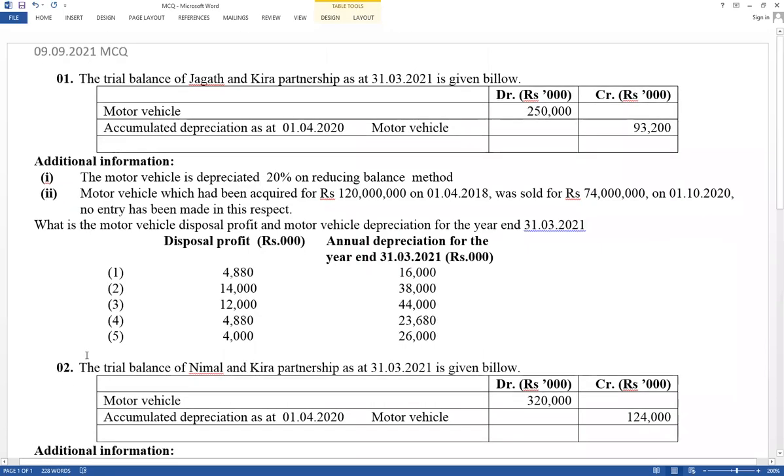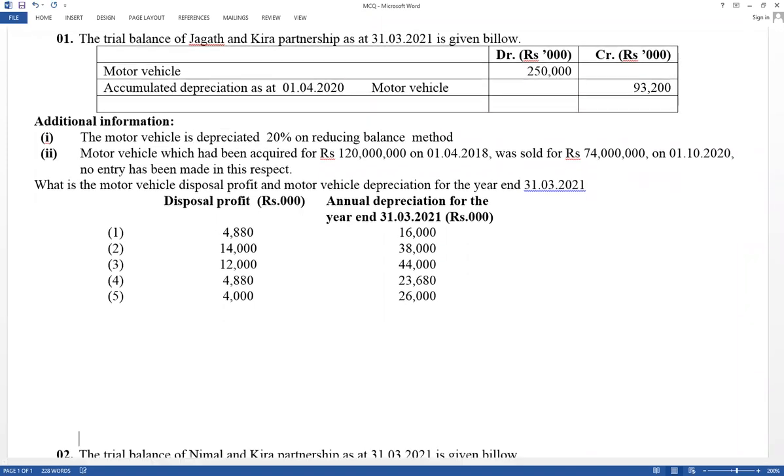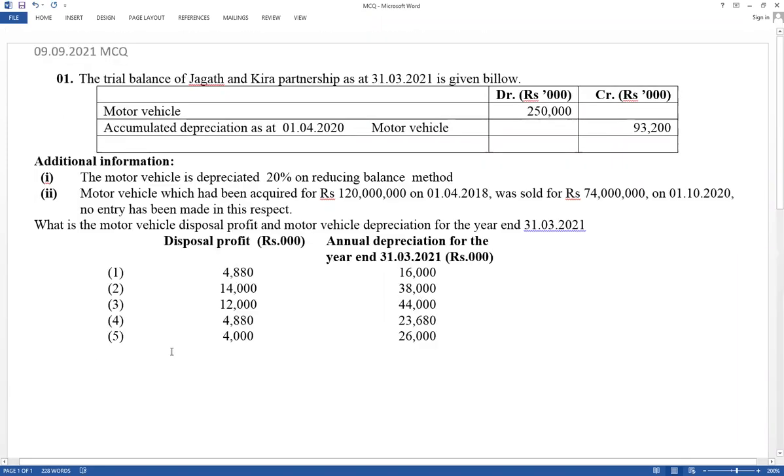Let's see question number 1. It has given the trial balance as at 31st March 21. Motor vehicle available 250,000. And accumulated depreciation as at 1st April 2020, the opening balance, it has given 93,200. Those are the motor vehicles available in the business. And the given motor vehicle is depreciated 20% on reducing balance method. Very important. Reducing balance methods.